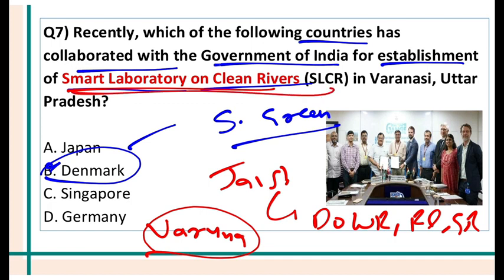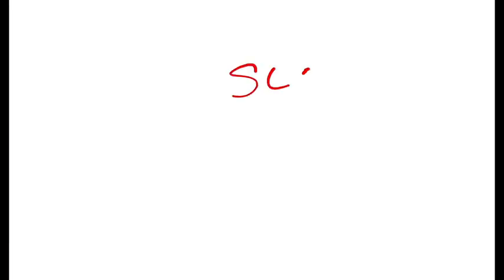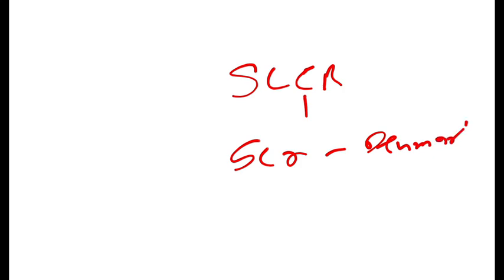And in fact, the smart laboratory on clean rivers is getting a funding of 5 crore from Denmark. This is a grant that Denmark is giving to India, and Ministry of Jal Shakti is giving a funding of 16.8 crore. Understood? So the first project will come on the Varuna river.